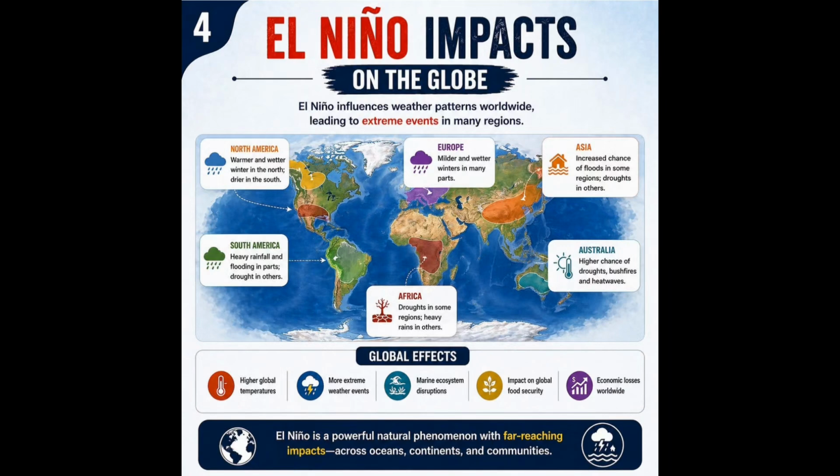Australia. Higher chance of droughts, bushfires and heat waves. Africa. Droughts in some regions, heavy rains in others.